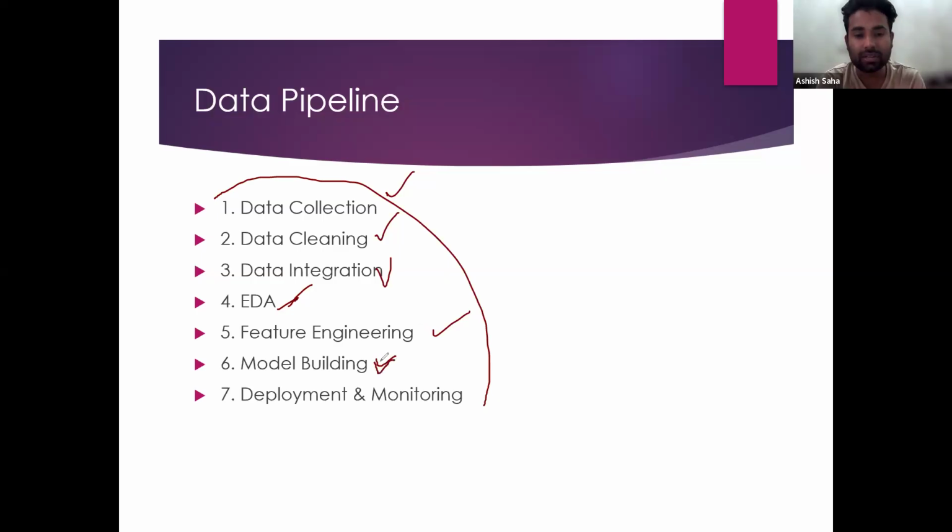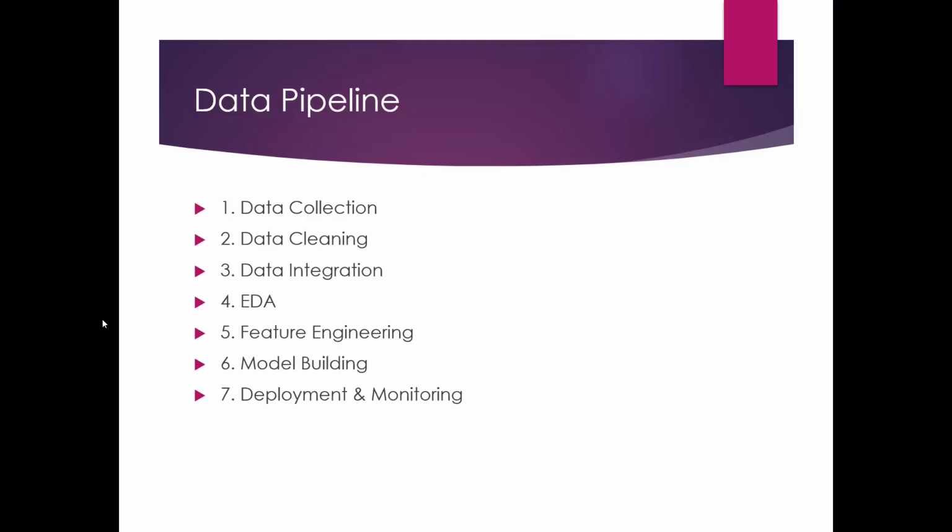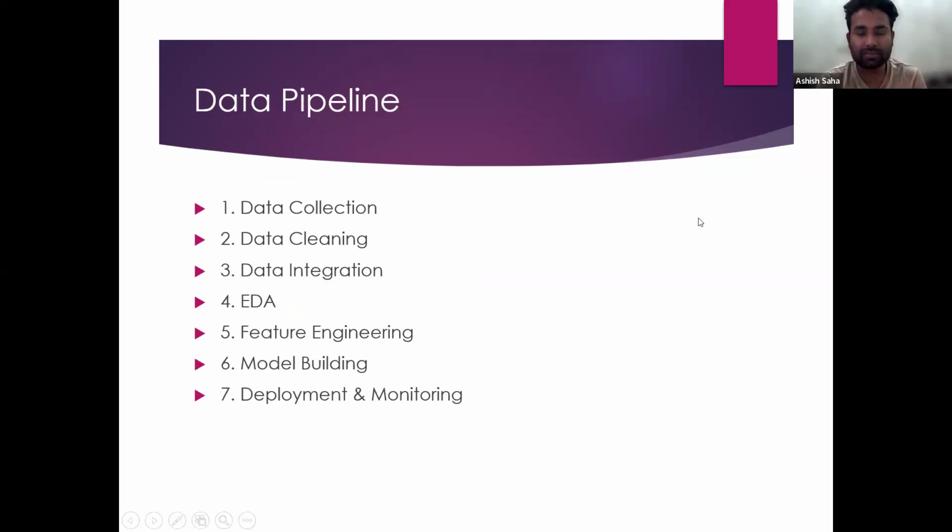Once the AI model is built, I can deploy it on my websites and so on. So in that way, the data pipeline is the most important part of making an AI model. I hope the data pipeline part is clear. Okay, now let's move to the next part.